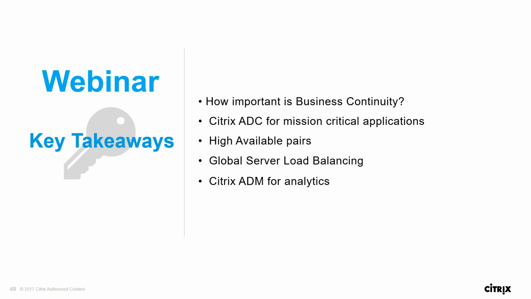Well, in this webinar, the key takeaways that I hope you were able to take away are how important business continuity is. Citrix ADC for mission critical applications and services is a good solution. How do we protect the ADC? We protect it with high availability. Global server load balancing is a must if you have multiple processing centers or multiple data centers where your processing load is distributed. And Citrix ADM for analytics is very important to the business.